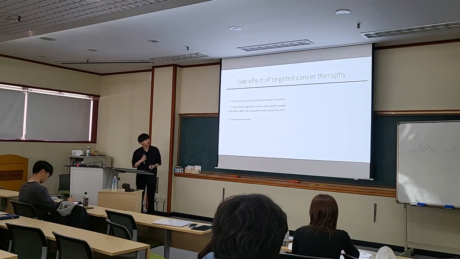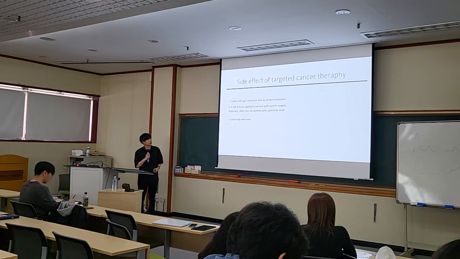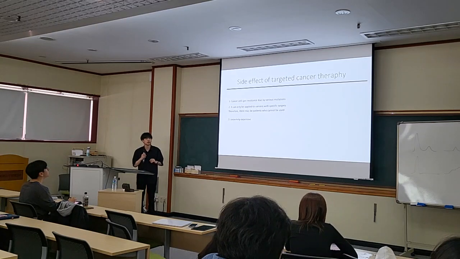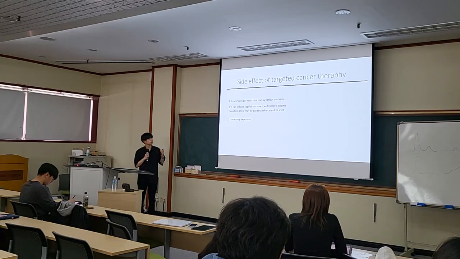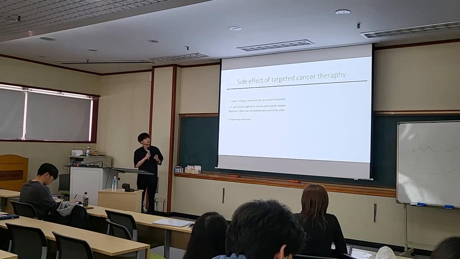Targeted cancer therapy is very targeted and has much more killing force than chemotherapy. However, there are still many side effects and limitations. The first is that cancer cells develop resistance during treatment, so we need to keep changing the target and use a variety of targets. It can only be applied to cancers with specific targets, so some patients cannot use targeted cancer therapy. The third is that it is very expensive, almost 50 million won per year, and there is not much insurance coverage right now, so it costs a lot to use targeted cancer therapy.